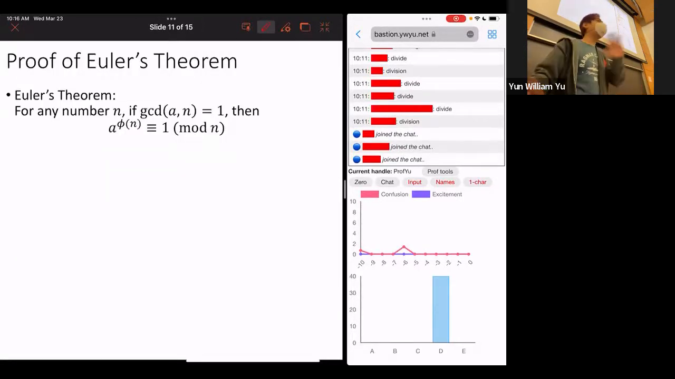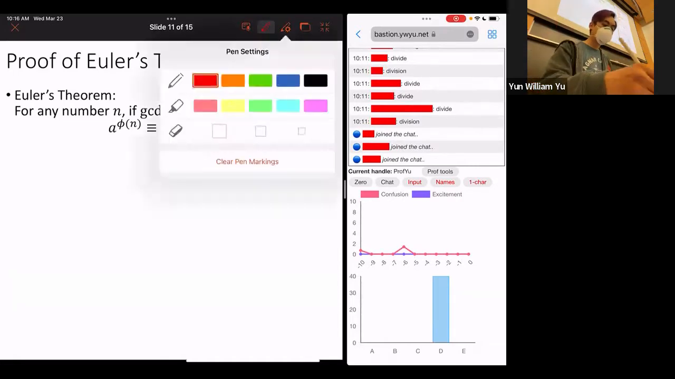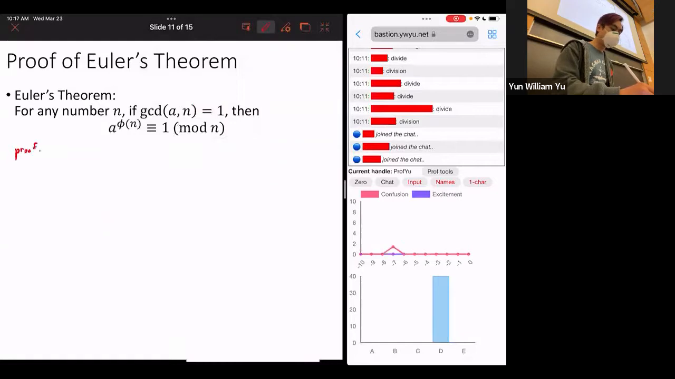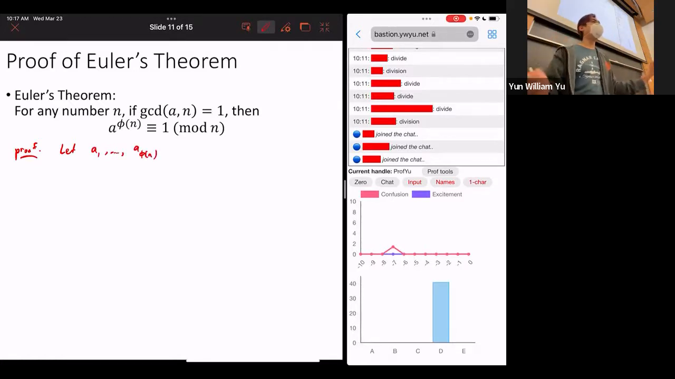Okay, let's prove this. So Euler's theorem: for any number n, it doesn't have to be prime, if the greatest common divisor of a and n is equal to 1, then a to the phi of n is congruent to 1 mod n. And the proof follows the same sort of idea that we've been doing. Just we have to replace the numbers for the 3 and the 10 or whatever with a and n. So let's let a1 through a sub phi of n, because we have phi of n of them. So phi of n is some number, say t, or 5 or 6 or whatever. And we're basically saying that a1 through a phi of n are all the relative primes.